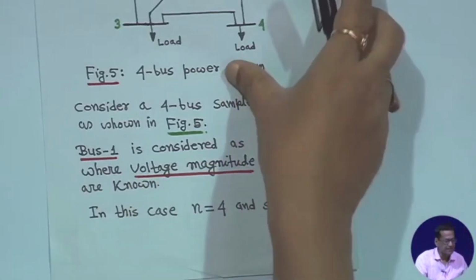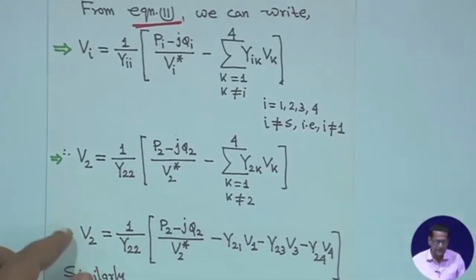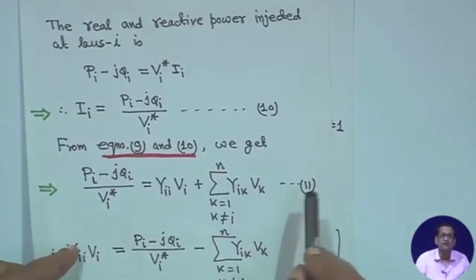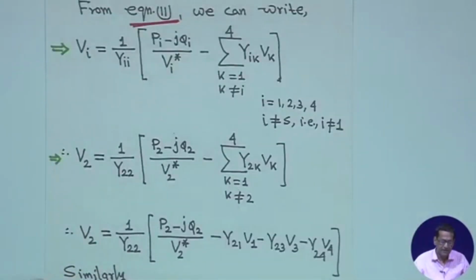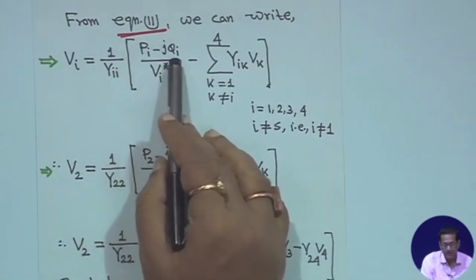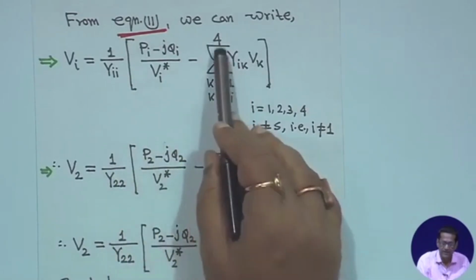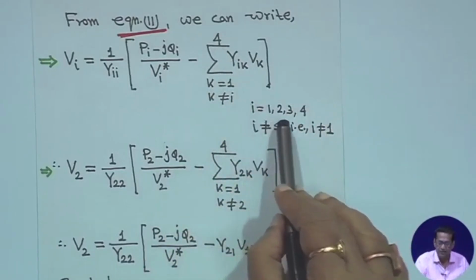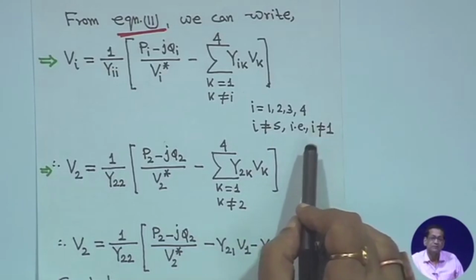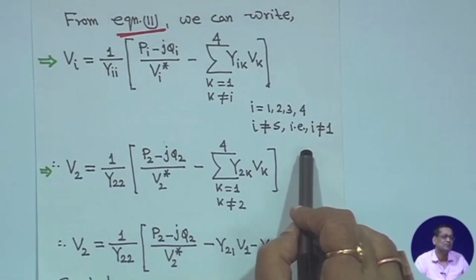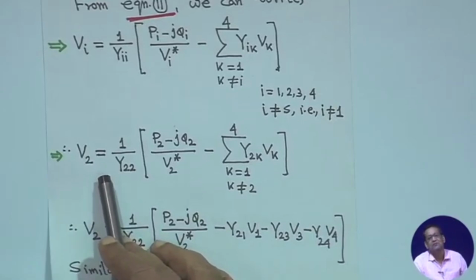From equation 11, the same equation we are rewriting: V_i is equal to 1 upon Y_ii, in bracket, (P_i minus jQ_i) upon V_i conjugate, minus sigma Y_ik V_k, k is equal to 1 to 4, but k not equal to i. Here i is equal to 2, 3, 4, but i not equal to the slack bus, that is i not equal to 1, because the slack bus voltage magnitude and angle are both known to you. Therefore V_1 is not required.